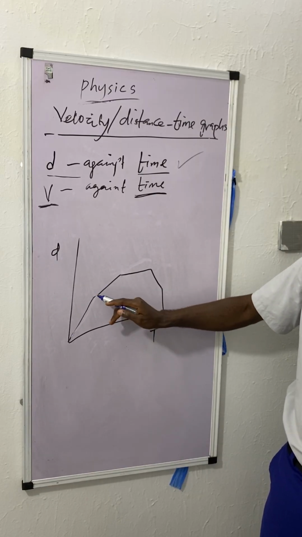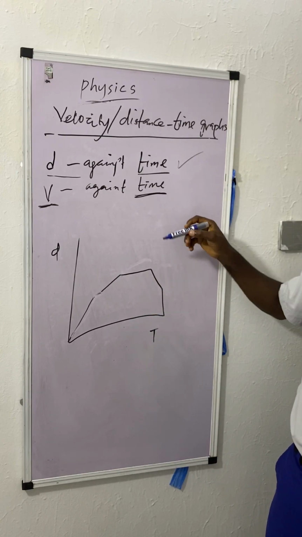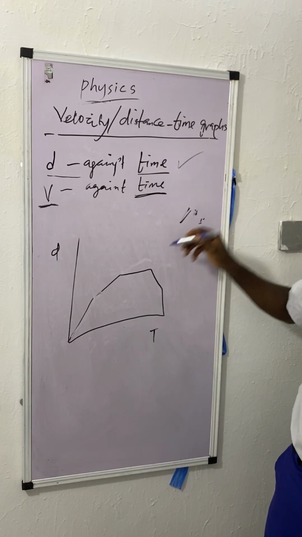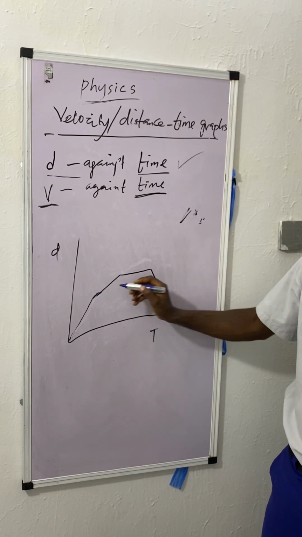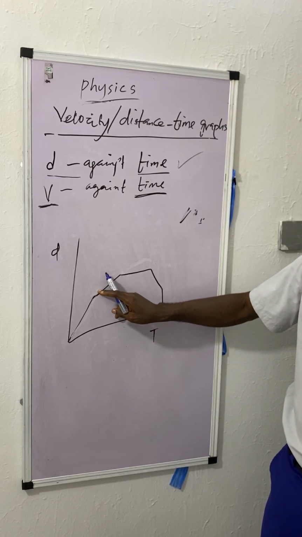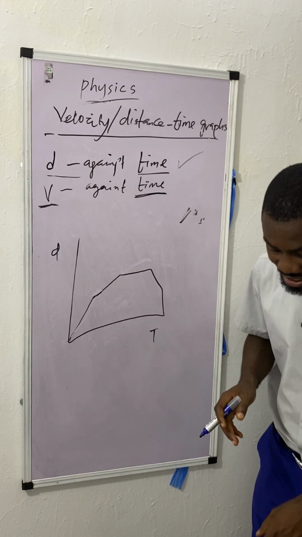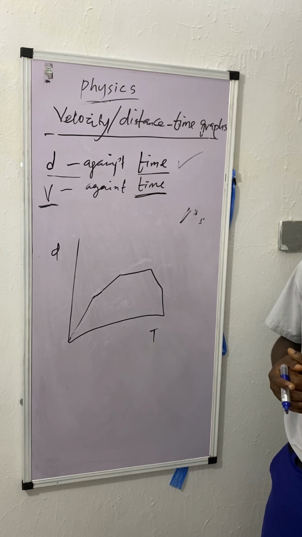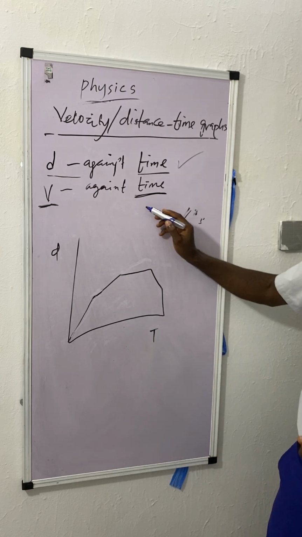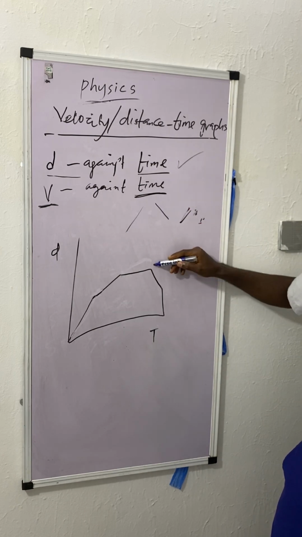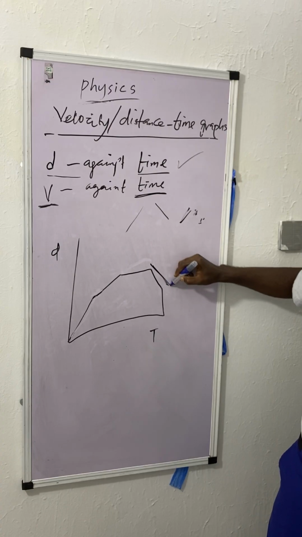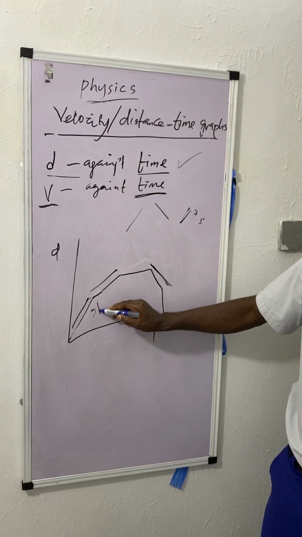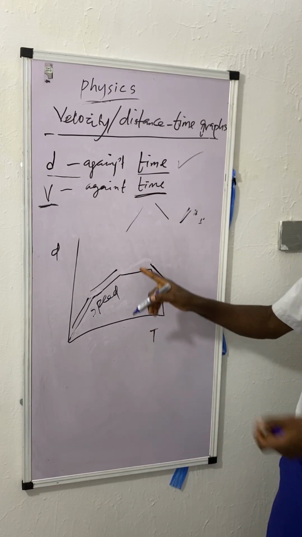So how do we interpret the distance time graph? It's very easy. In the distance time graph, the slope of the graph is usually known as the speed. Anywhere you see a diagonal like this is slope. This one is slope, this one is also slope, this one is also slope. So all these slopes are speed. In a distance time graph, they are called speed.